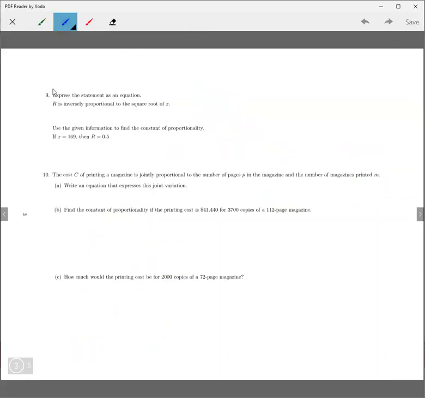Okay, next problem, number 9. Express the statement as an equation. r is inversely proportional to the square root of x. The square root of x is going to be this, square root of x. Inversely means the denominator again. So r is equal to k over the square root of x. That should be the answer to the first part.